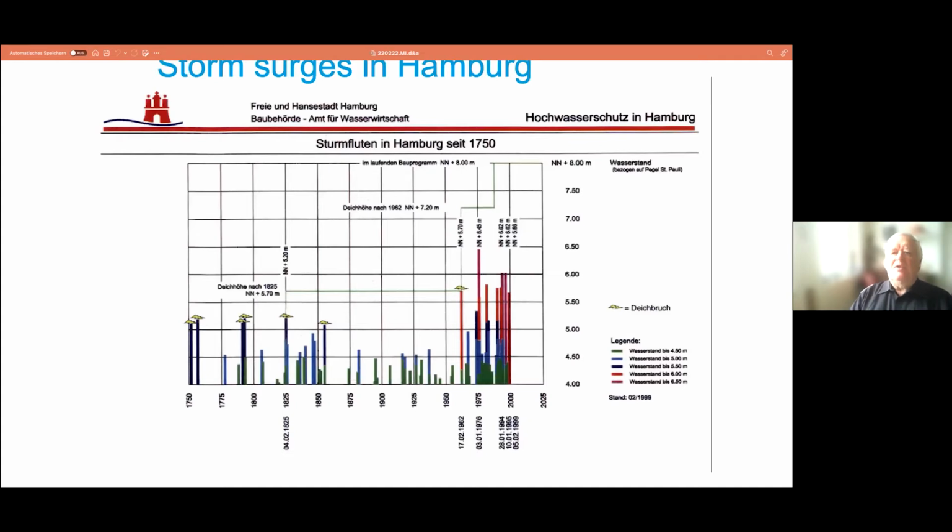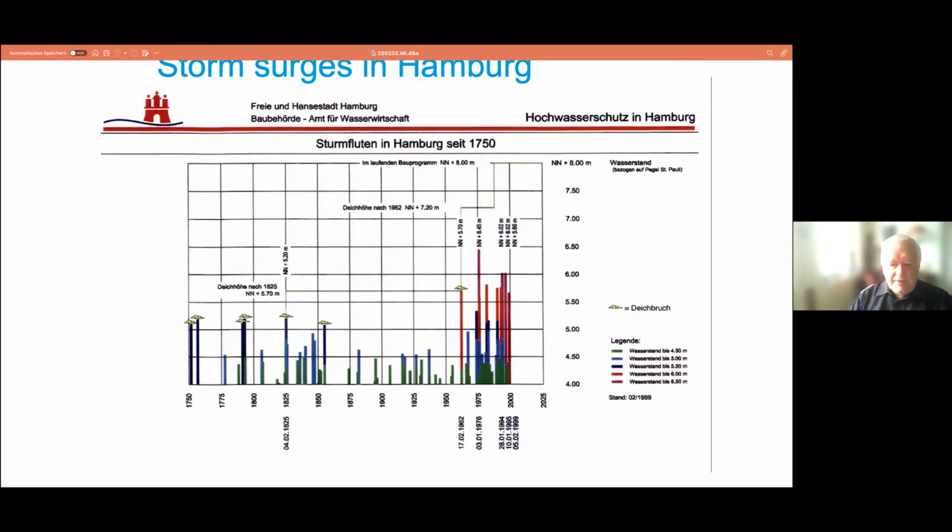Another one is from the Sturmflut in Hamburg. It's a bit older, but I should update it sometime. What you see here, beginning in 1760 until 2000, are storm surge heights in Hamburg. Whenever there's a yellow little mark on top of the bar, we had failure of the dike system, and the flood did not rise any further because of the failure of the dike system.